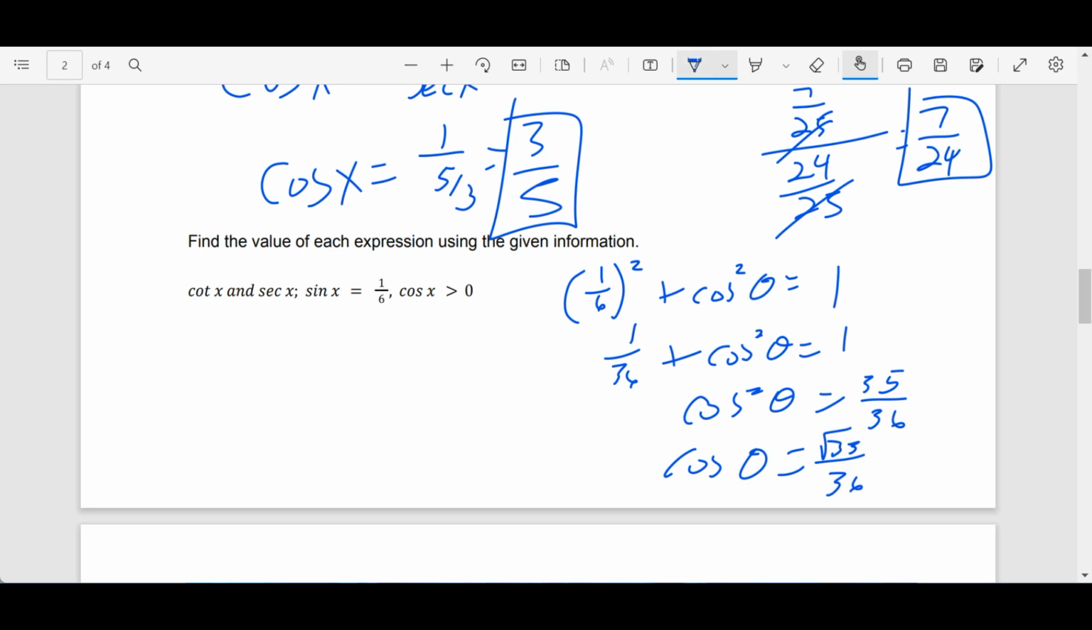Now, I know the reciprocal of this is going to get me secant, right? So secant x is equal to 36 over root 35, and then simplifies to 36 root 35 over 35. So there we have secant.